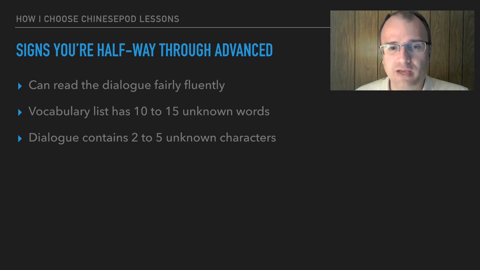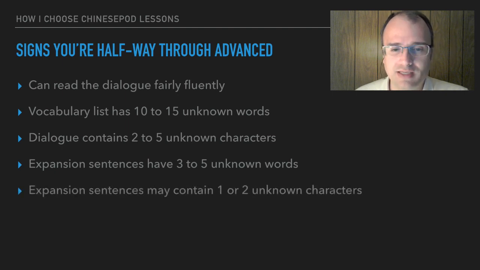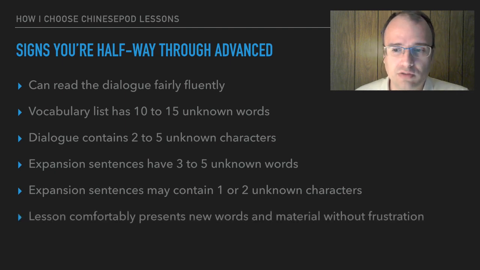The dialogue contains 2 to 5 unknown characters. You know, that's a comfortable amount at my level. The expansion sentences have 3 to 5 unknown words. You know, again, not too difficult. Expansion sentences may contain 1 or 2 unknown characters. Yeah, that's good. No big deal there. And the final result of this is that every single lesson, with the only exceptions, were lessons produced in 2014. All of the other lessons, without exception, they comfortably present new words and material without frustration.